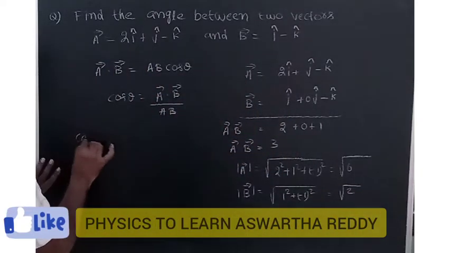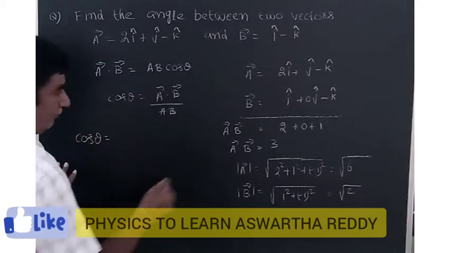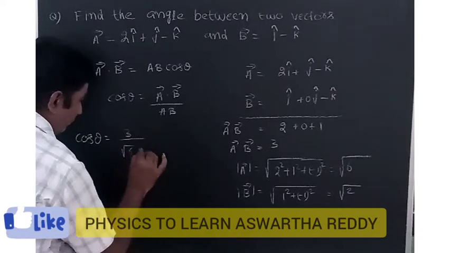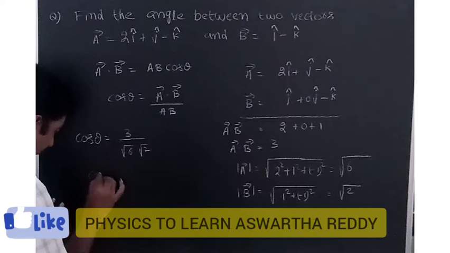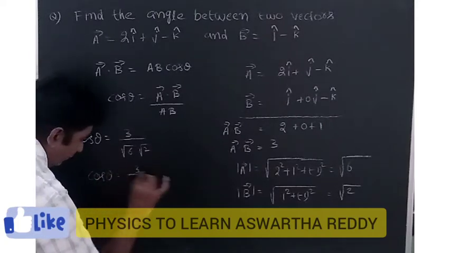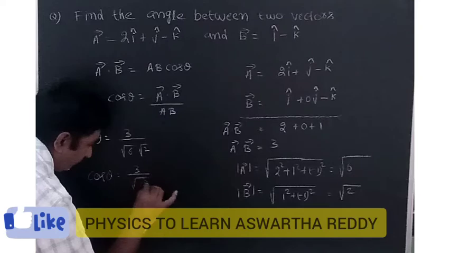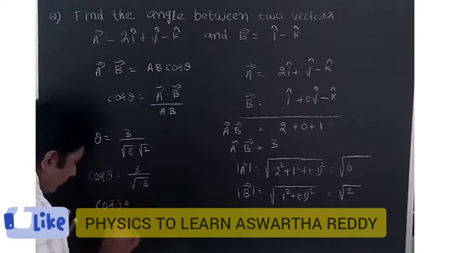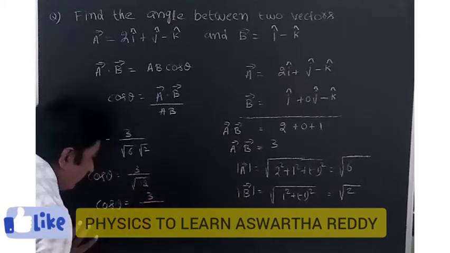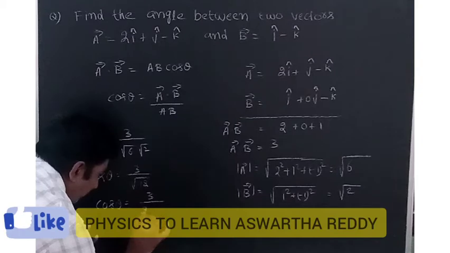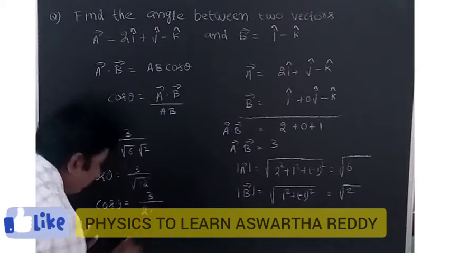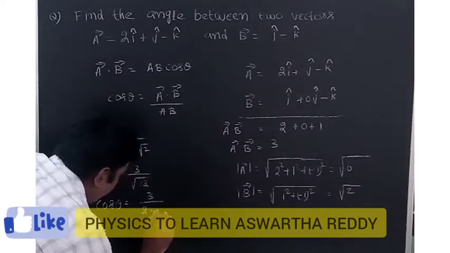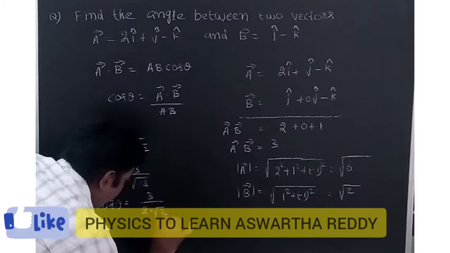With the help of this, cos theta is equal to A vector dot B vector over the magnitudes, which is 3 by root 6 into root 2. That is cos theta equals 3 by root 12, and 12 I can write as 4 into 3, so root 12 is 2 into root 3.